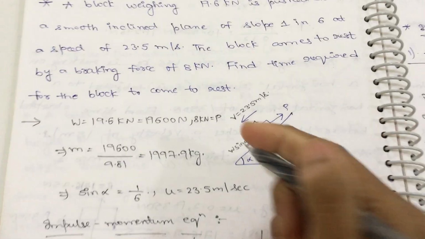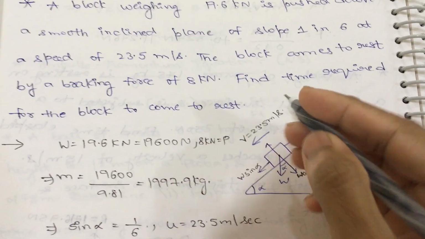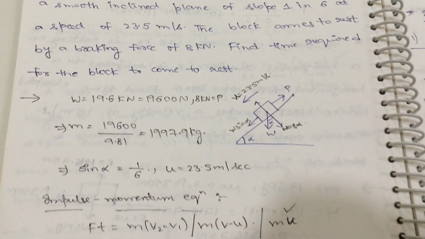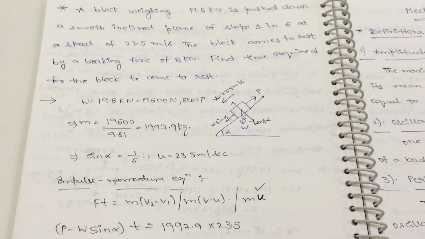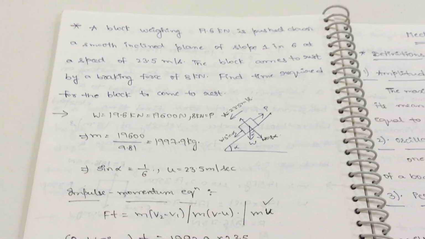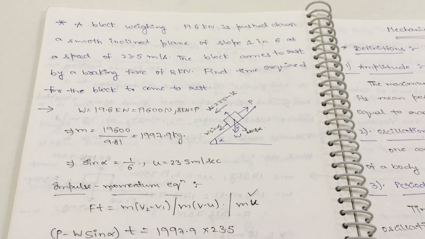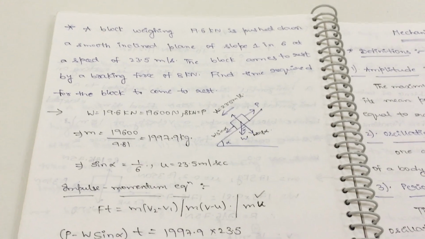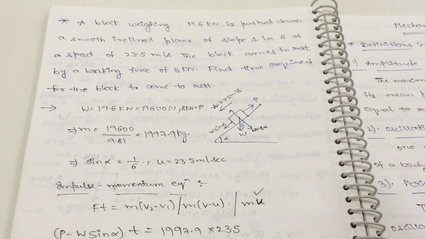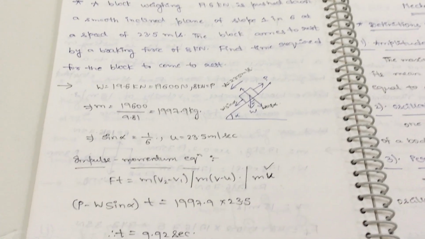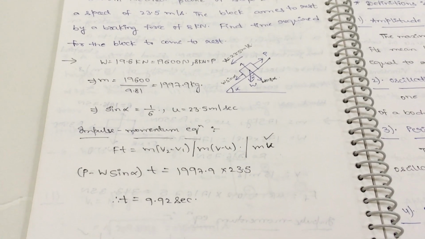Here coming to rest means the final velocity value will be 0 and the initial velocity value will be 23.5 meter per second. So according to the given data, we need to use the impulse momentum equation in terms of the initial velocity, or the final velocity, or both the initial and final velocity. So these are some problems related to the impulse momentum equation in the dynamics part.